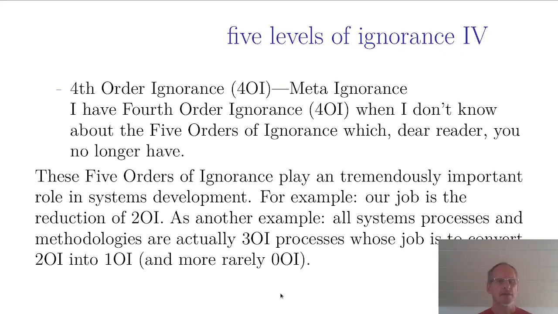The last level, the fifth level, actually it's the fifth level, fourth order of ignorance since we started counting at 0, is meta-ignorance. I have fourth order ignorance when I don't know about the five orders of ignorance, which you no longer have. You no longer have meta-ignorance. We at least eliminated that. And we can say that the five orders of ignorance play a tremendously important role in system development.